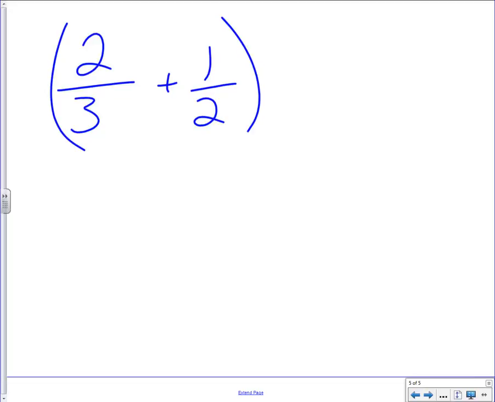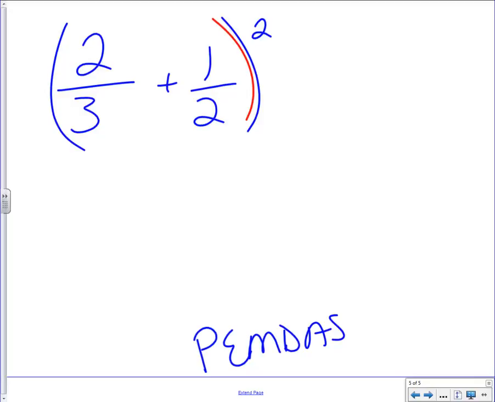All right, so the next example is going to be 2/3 plus 1/2. This whole quantity is going to be squared. All right, so we're looking at your order of operations. First thing that we need to look at is parentheses, so that means we're going to take care of this addition fraction problem first. So we're adding fractions. I have 2/3 plus 1/2. I need to make sure that I have a common denominator, so I find that by multiplying my denominators together, and I find a new common denominator of 6.